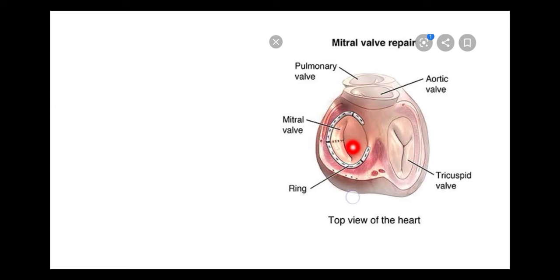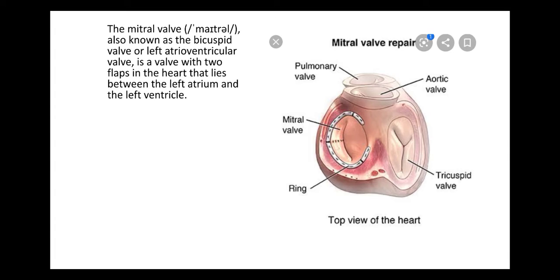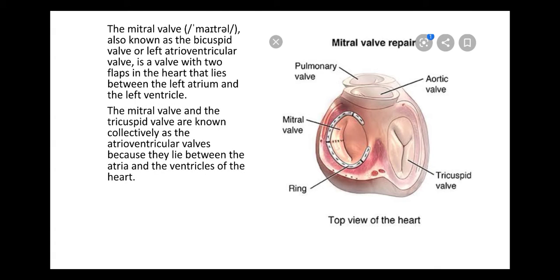This is the mitral valve. It is known as bicuspid. It is a valve with two flaps in the heart that lies between the left atrium and the left ventricle. The mitral valve and the tricuspid valve are known collectively as the atrioventricular valves because they lie between the atria and the ventricles of the heart.